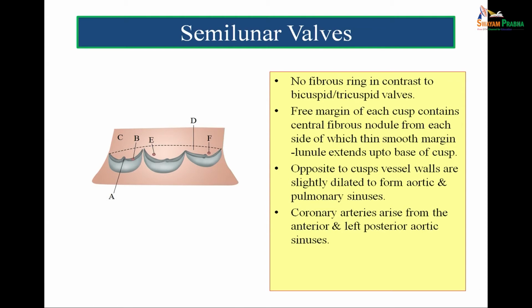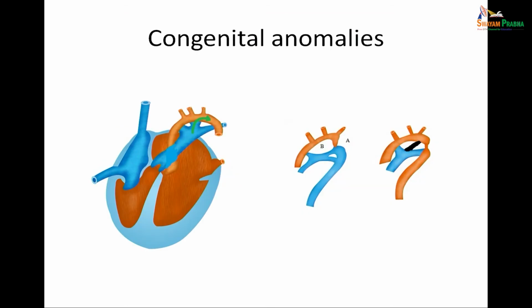Now, the coronary arteries, they arise from the anterior and left posterior aortic sinuses. And what are aortic sinuses? Just opposite to the cusps, the vessel walls are slightly dilated regions which form the aortic and pulmonary sinuses.